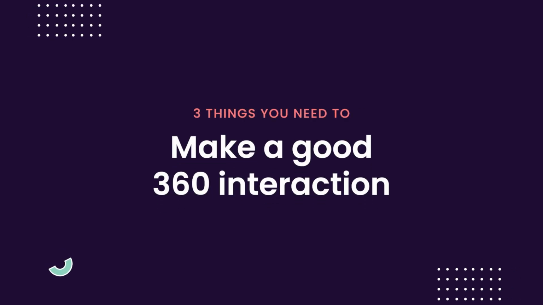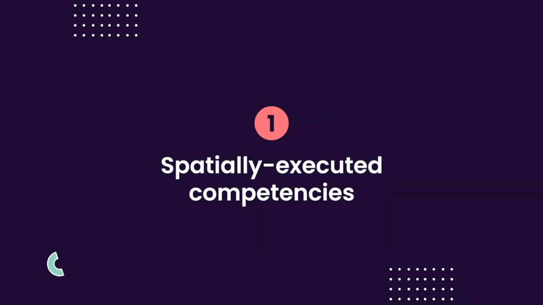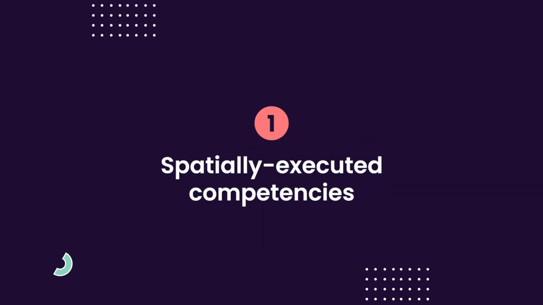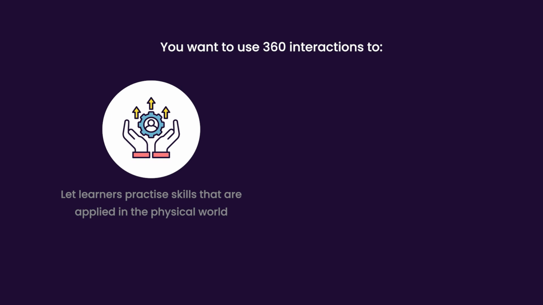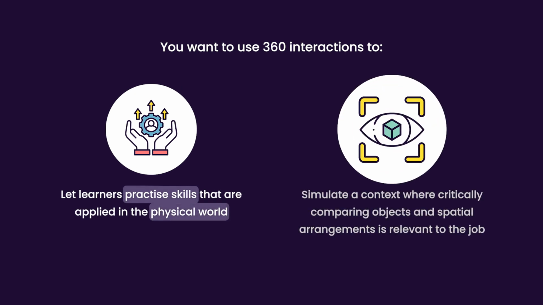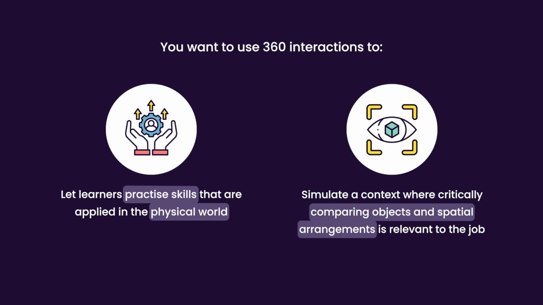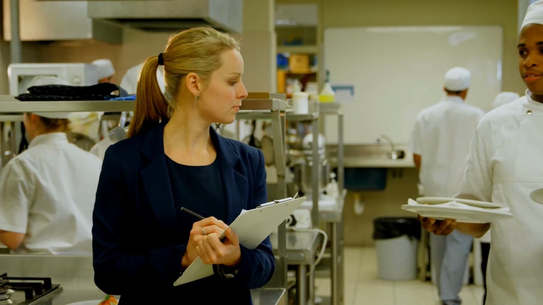So here's 3 things I believe you need to make a good 360 interaction. Most importantly, we want to focus on spatially executed competencies. That's a loaded term, so let's break it down. You want to use 360 interactions to let learners practice skills that are applied in the physical world, or simulate a context where critically comparing objects and spatial arrangements is relevant to the job. Think about someone like a health inspector.